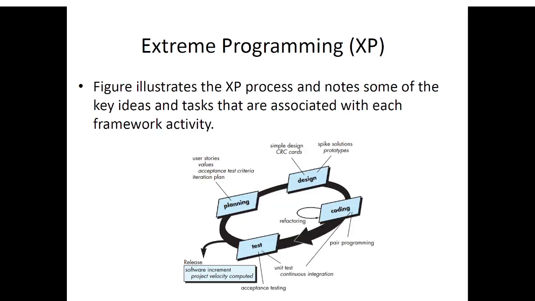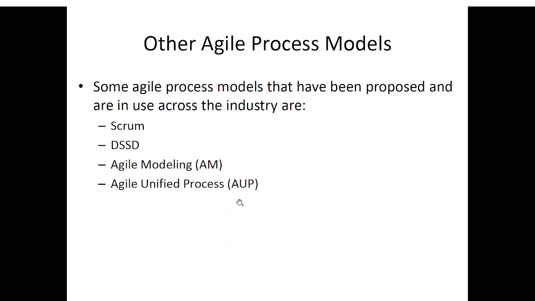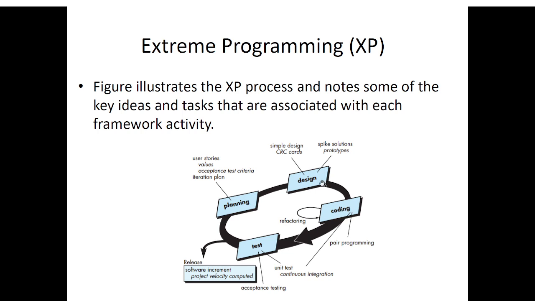This figure illustrates the extreme programming process and notes some of the key ideas and tasks associated with each framework activity. It looks similar to what we have seen for the unified process. In planning, user stories are gathered and captured with values, acceptance test criteria, and an iteration plan. All these are made in the planning phase. Requirements have already been done. Then you move from planning to design.